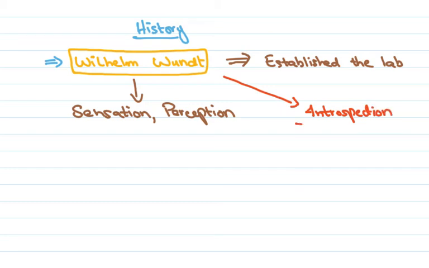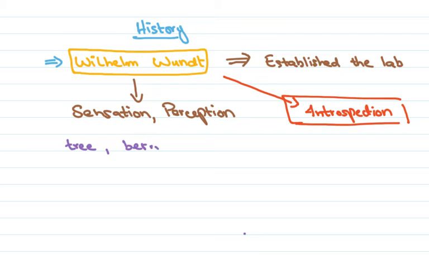And the introspection method implied that, for example, you were given a list of words. These could be something like tree, berries, animals, pen, tent. And the research participant is sitting in a lab, and what they were asked to do was look at this word and read it, and the experimenter noted the amount of time it took for them to respond.